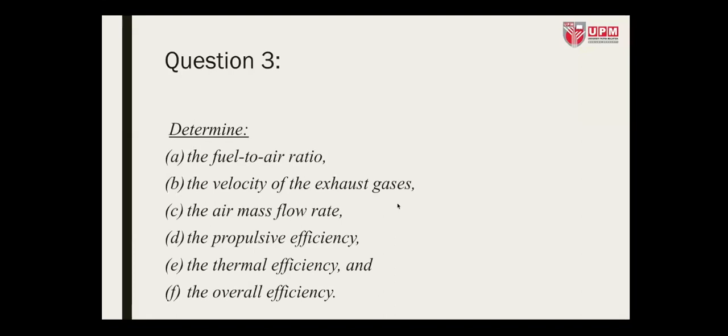The first one, you need to find the fuel to air ratio. The second one, the velocity of the exhaust gases, the VJ or V5, depending on how you treat the question. Normally you can use VJ or V5. And then the air mass flow rate, the m dot a. The propulsive efficiency, zeta P, the thermal efficiency, zeta TH, and the overall efficiency, zeta O.